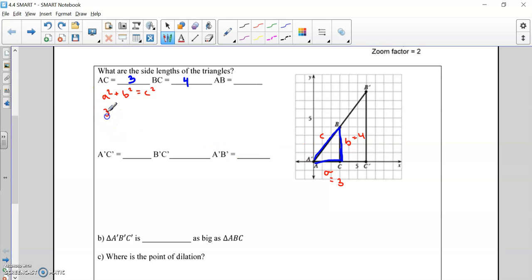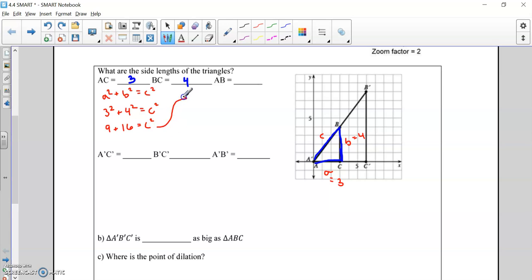Instead of A squared, we'll write 3 squared. Instead of B squared, we'll write 4 squared. And C is the one you're looking for, so we'll leave that one C squared. Right, once we have this, we can go ahead and square what can be squared. So 3 squared is 9, 4 squared is 16.